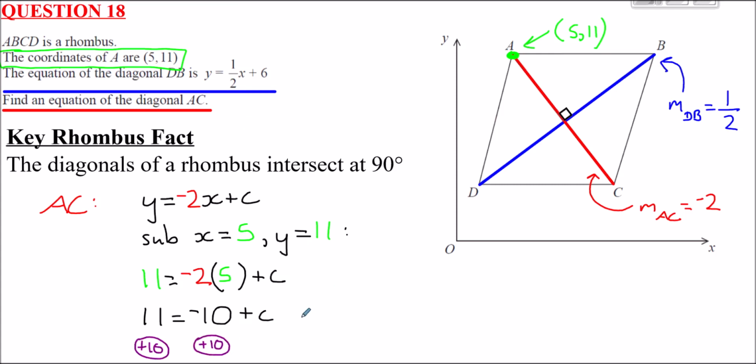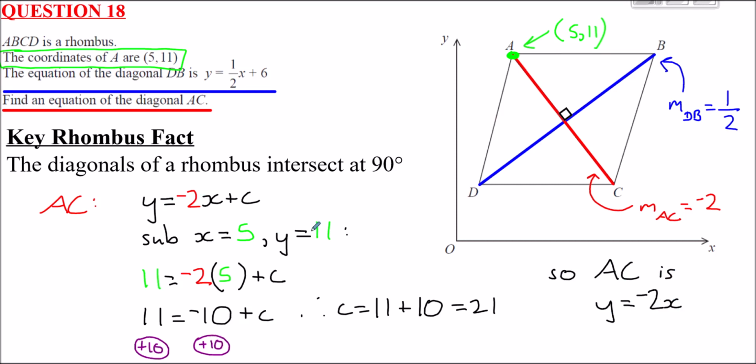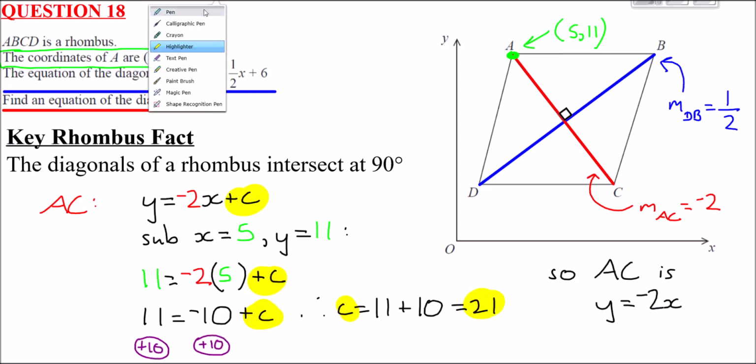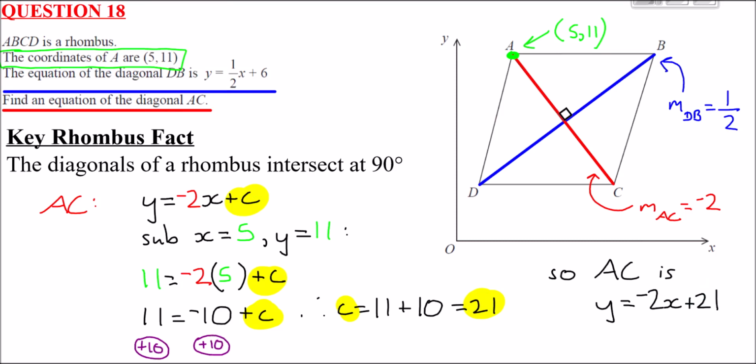So therefore c would be 11 plus 10, which is 21. So AC is y equals minus 2x plus c, but we have just worked out that c is 21, so it's minus 2x plus 21, and that's our equation for the diagonal AC.